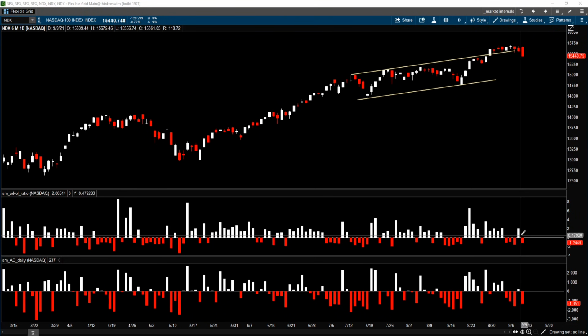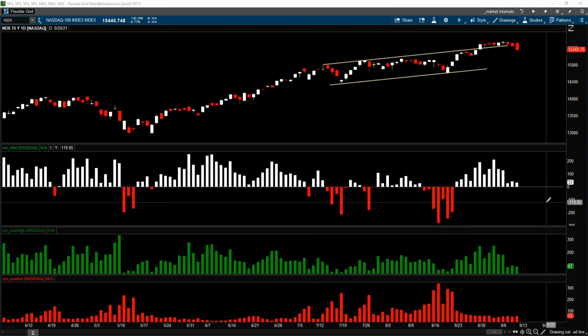Now on Thursday, it actually was down, but the up-down volume ratio was up, similar to the New York Stock Exchange. Here it was actually 2 to 1 in favor of the up volume, and the advancers outnumbered the decliners by 237. Although it's not much, it is positive. But then on Friday, we saw the up-down volume ratio back in favor of the down volume at 1.2 to 1. And the decliners outnumbered the advancers by a margin of 1,351.